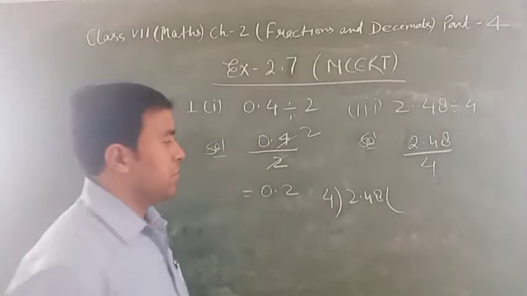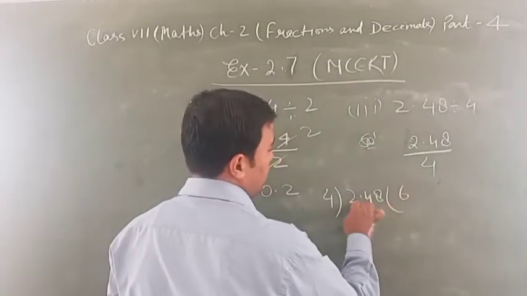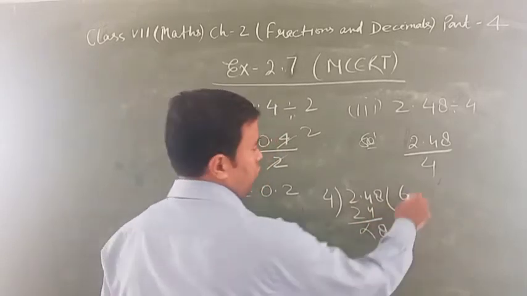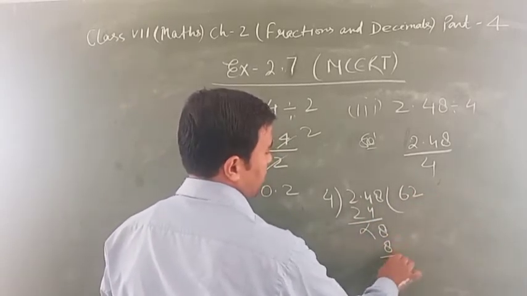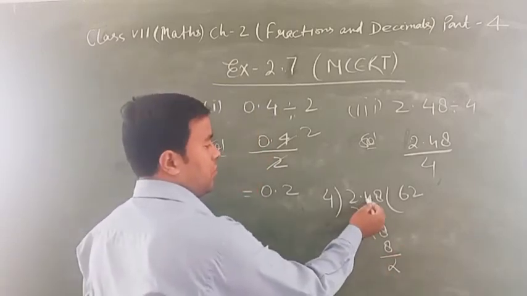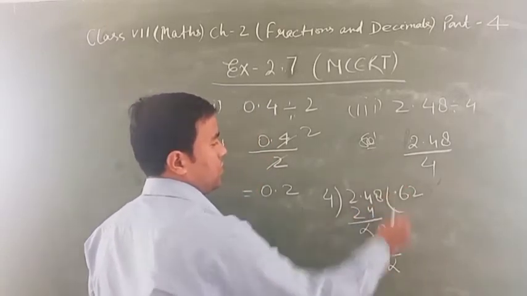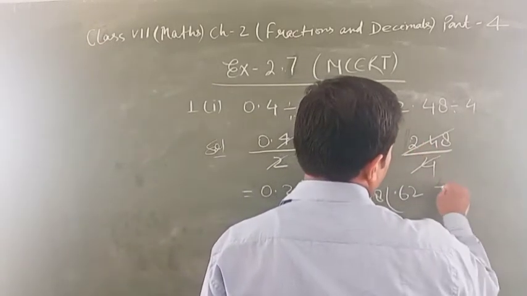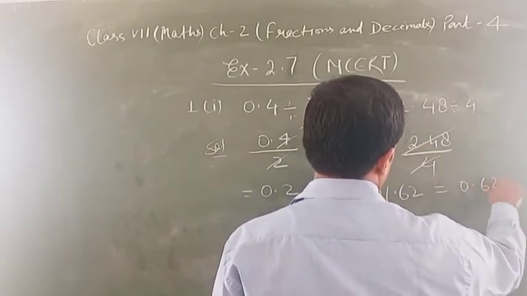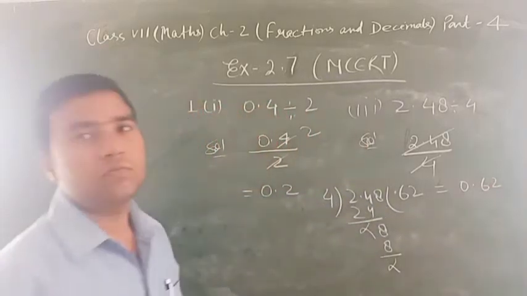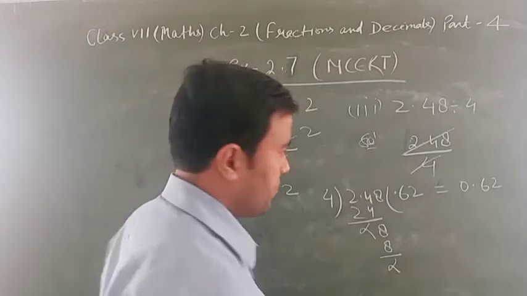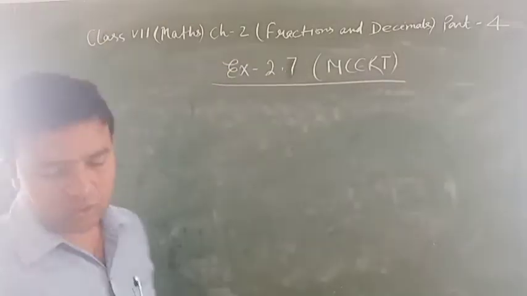Clear? Means 4 6 are 24. Cancel, 8. 4 2 are 8. After the decimal, 1 2. Means 0.62. Clear? One more method is there. Note down this. Question number 2.